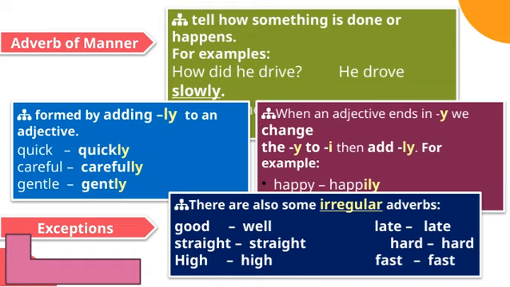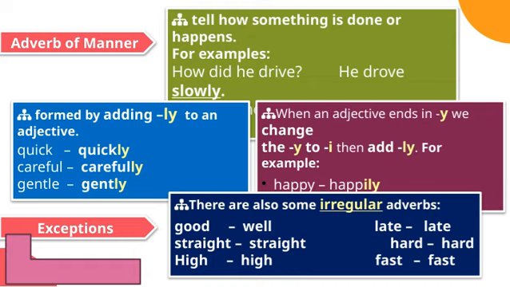For example, you might ask, how did he drive? And the answer would be, he drove slowly. Or, how did she walk? And the response would be, she walked quickly. These adverbs of manner help us describe the way actions are performed, adding clarity and detail to our communication.